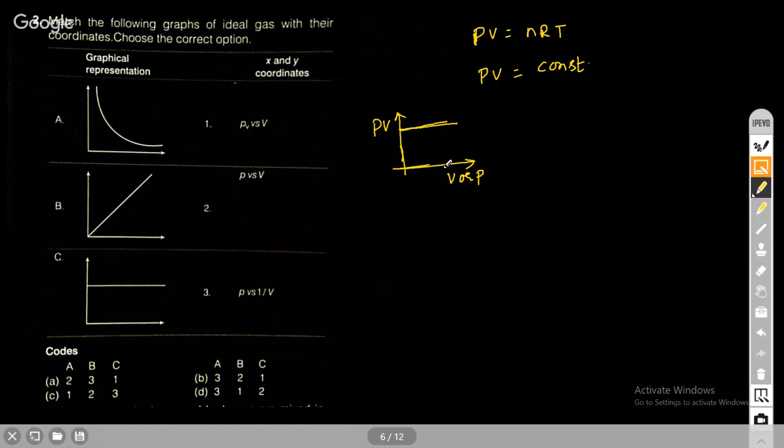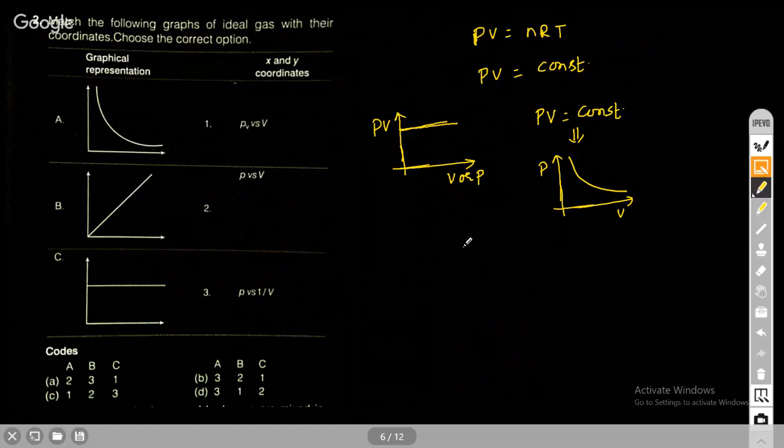Right? Now the next one you see, P versus V graph at constant temperature. When you draw P versus V graph, then what happens? PV is again constant. So this P versus V graph gives you what? A rectangular hyperbola. Right? And that will be like this. P, V at constant temperature, the graph will be like this.